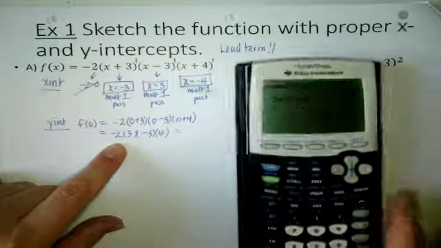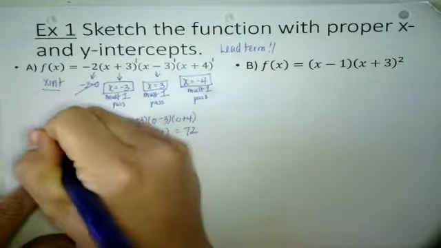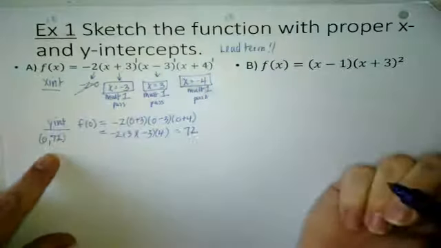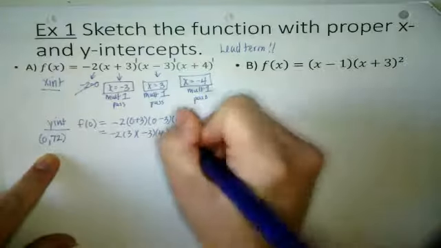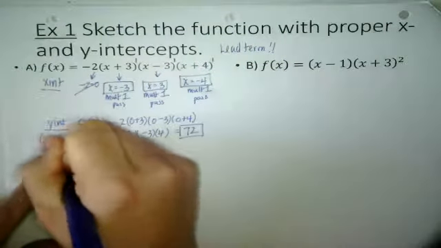72, all right? So pretty big. We get 72. So the y-intercept is at 0, 72, and we can graph that. So that's another thing you need to know. So 72 is the y-intercept. And then the last thing that we need to know is the leading term.